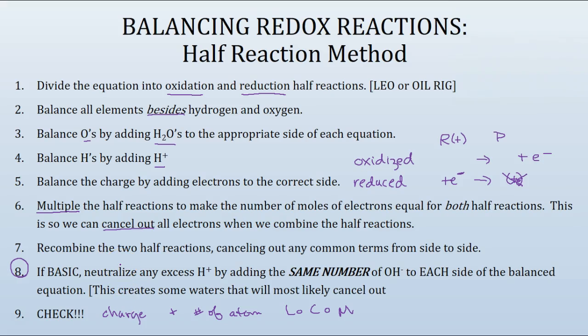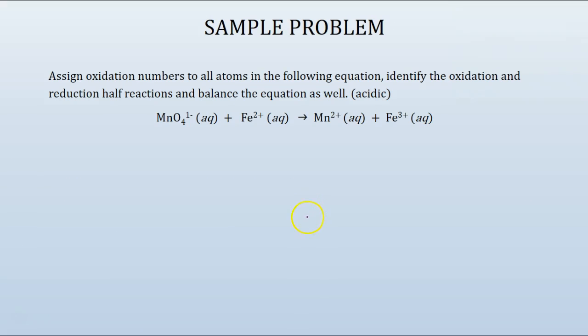All right, so the next step. Let's look at a sample problem. So assign the oxidation numbers and balance this equation. And notice it says it's acidic, which means we really don't have to worry about what we're doing because we do it in the acidic reaction anyway.